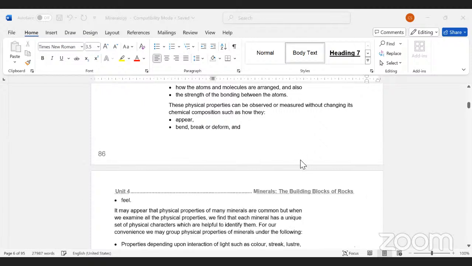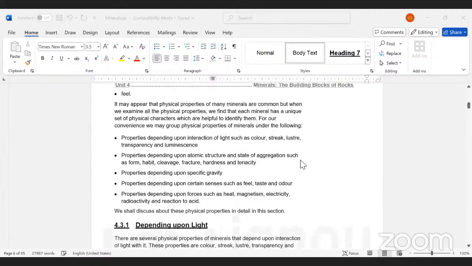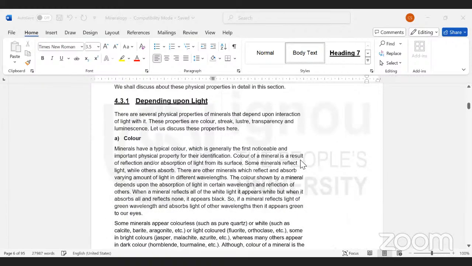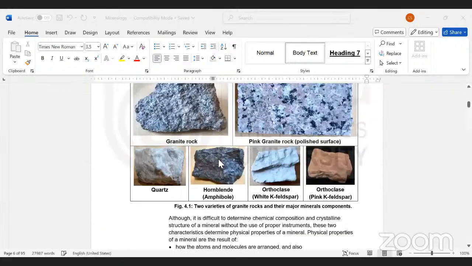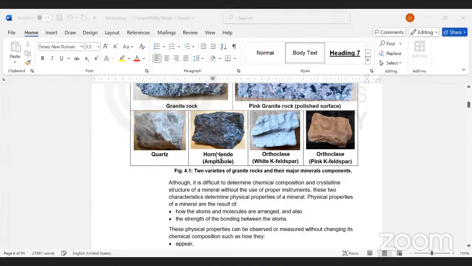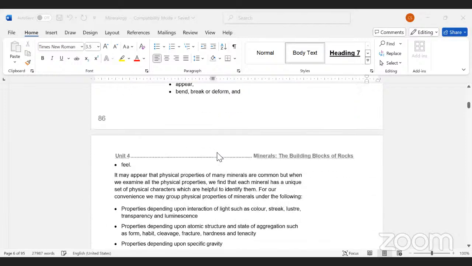Yeah, there are different physical properties while we are observing the minerals. Depending on your light, the minerals have different types of colors. What we have seen here, you see different colors are there. They are exhibiting different colors, so these colors we need to identify on every mineral on the outside.